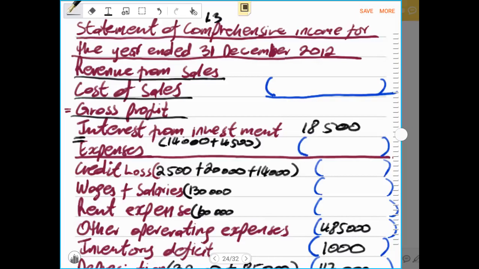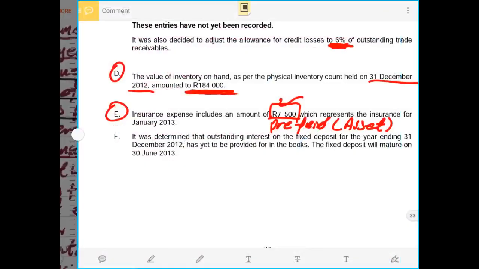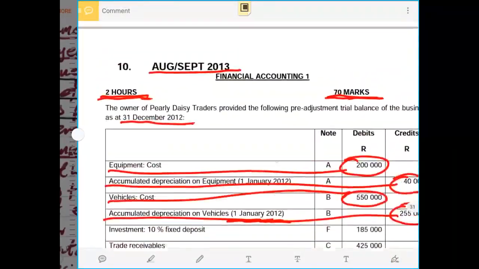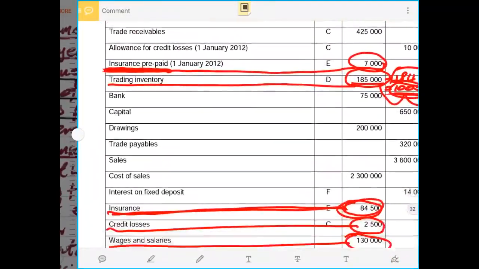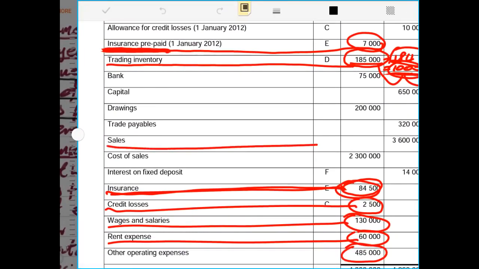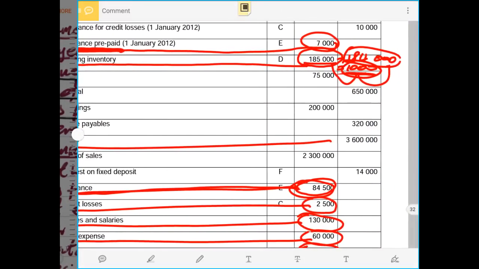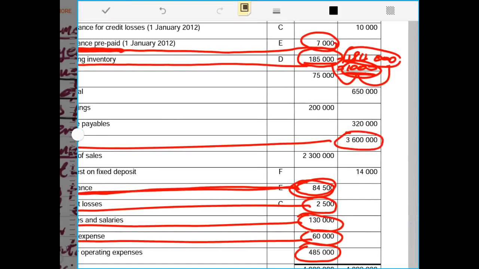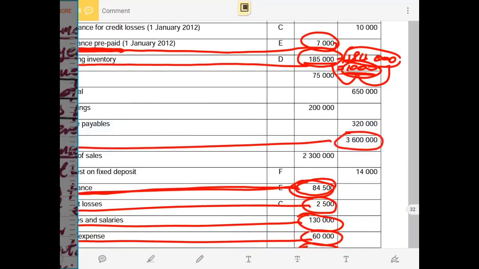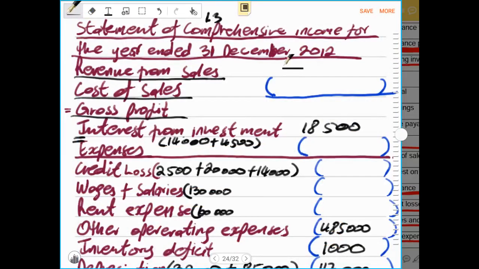So now starting with the income statement, just completing everything. Therefore now my sales revenue from the trial balance, I'll just be using mostly the trial balance now. From the trial balance I have an amount of sales which is 3,600,000 rands. There is 3,600,000 rands is the amount of my sales.